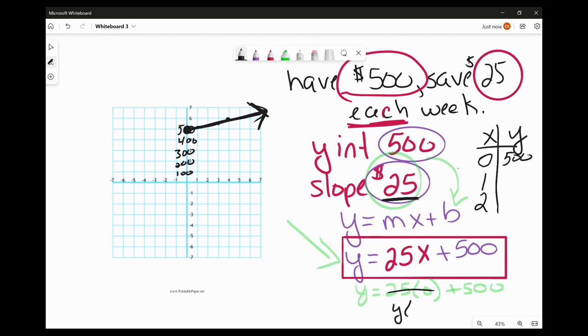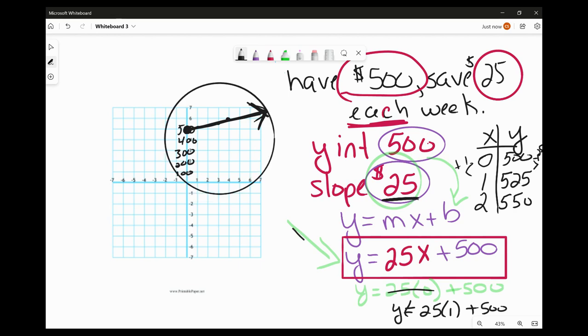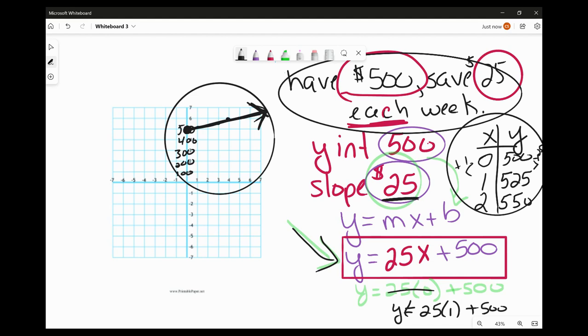I could plug in 1, equals 25 times 1 plus 500. 25 times 1 is 25, plus 500 is 525, and it should look like this. And if I plugged in 2, it would be 550, and so on. And you can notice the x's are increasing by 1, the y's are increasing by 25. And you can see how this linear function, how the graph, the equation, the words, and the table, how they all work together. They're all telling the same story. And those are representations of linear functions.